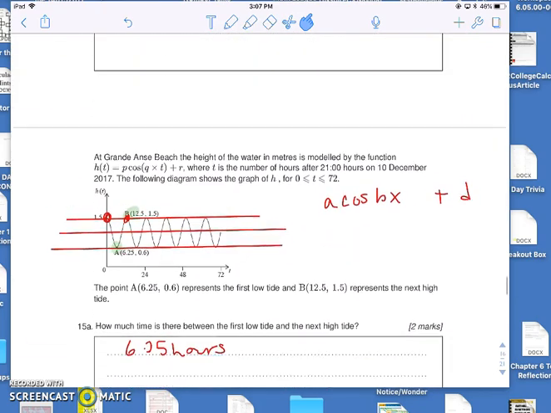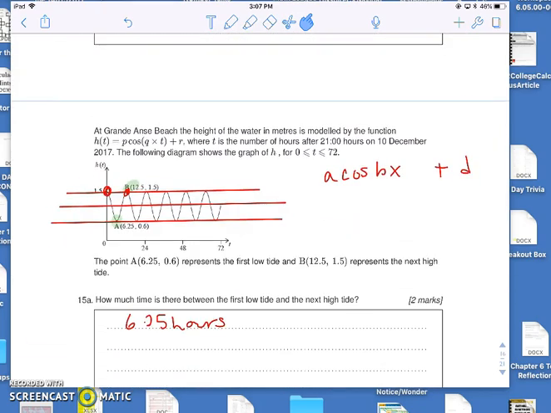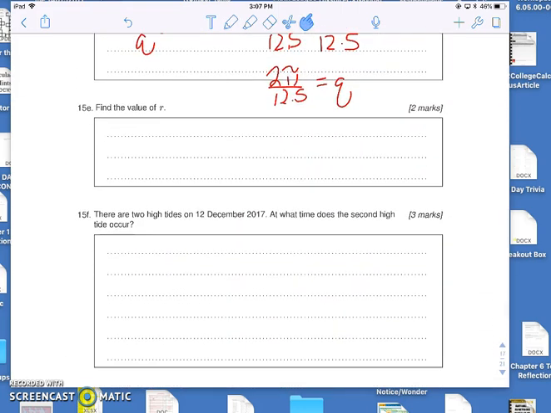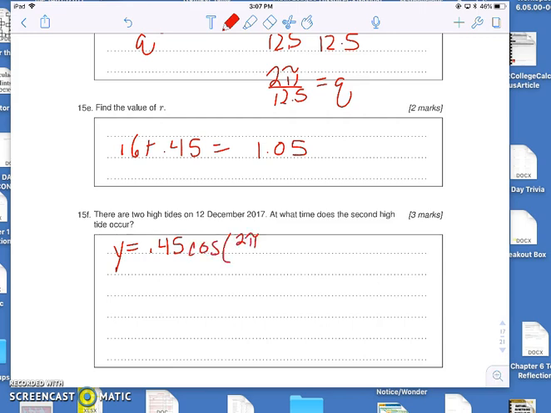Find the value of R. Well, what's R? That's the vertical shift. Well, let's see. We know from here to here is 0.45. So what is 0.6 plus 0.45? So 0.6 plus 0.45 is 1.05. So what is this final equation? I bet we'll need it for this next one. So y equals 0.45, the cosine, 2 pi over 12.5 x plus 1.05.